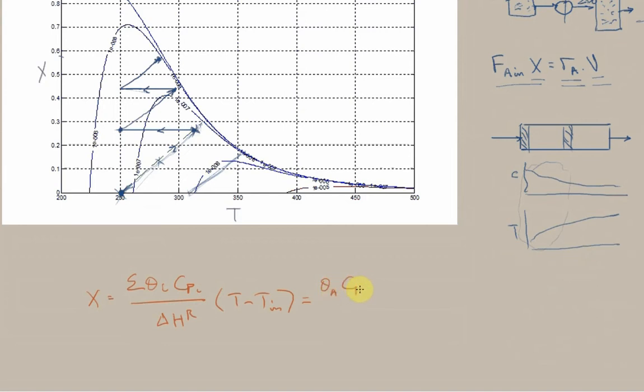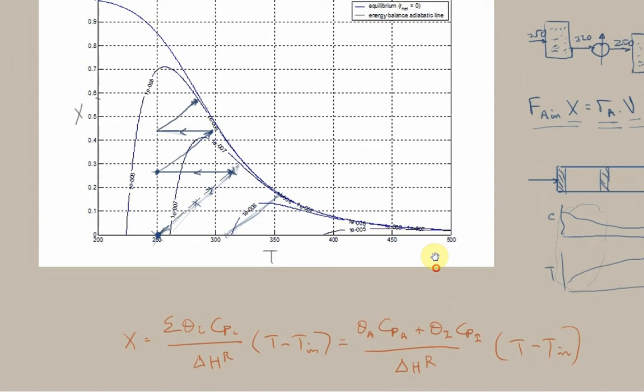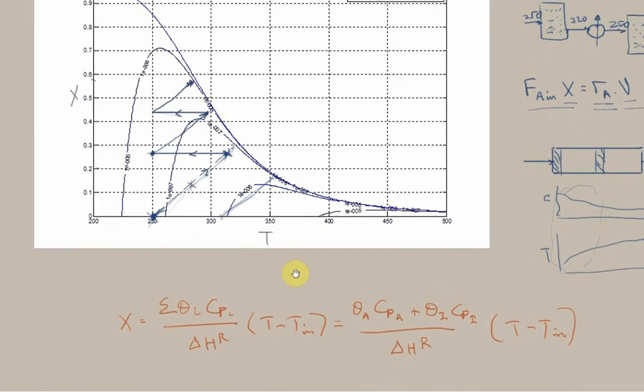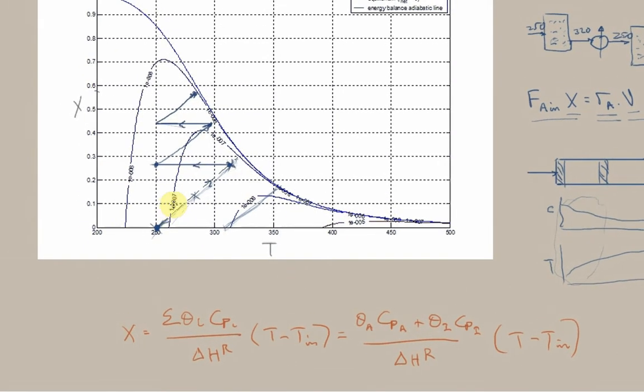know is 1, then C_PA, plus theta I C_PI, divided by the heat of reaction and multiplied with the rest of it. Then basically we could choose the slope of this line. So we could simply pick a slope that looks more attractive to us.